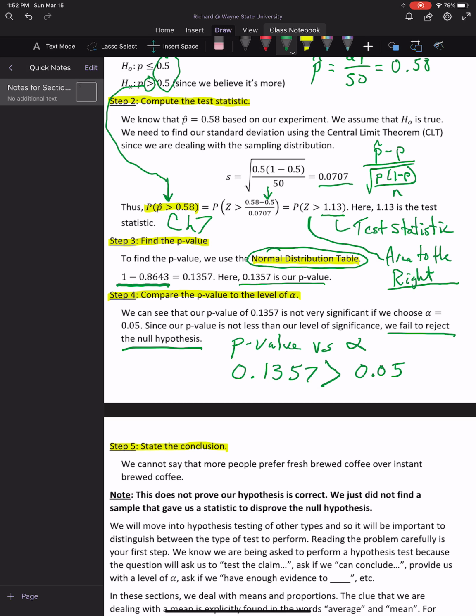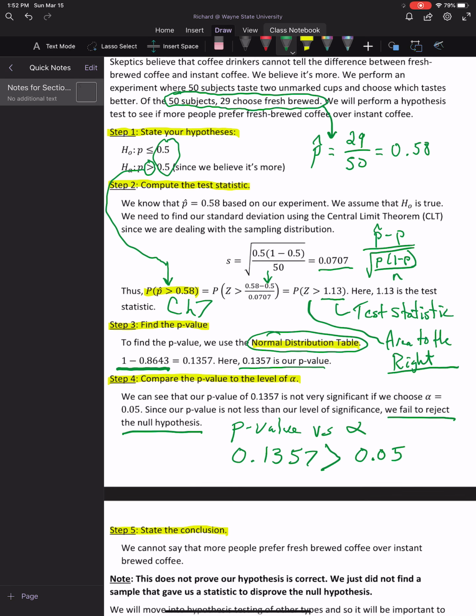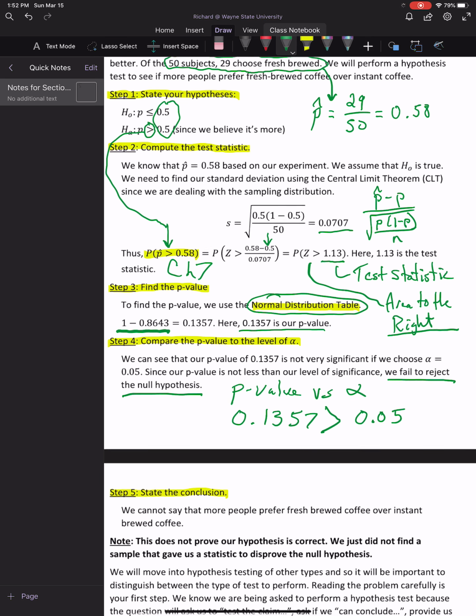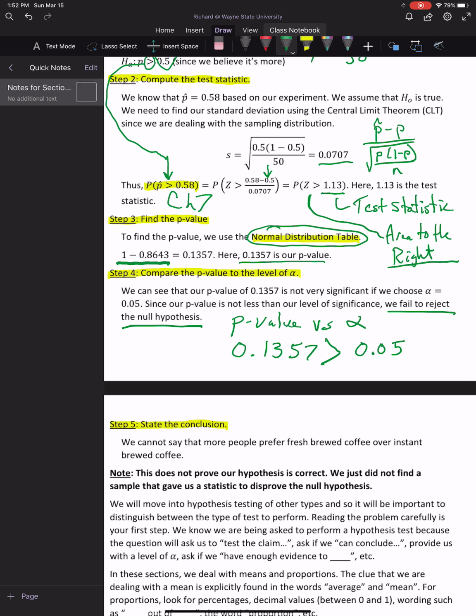Now in step 5, it says that we have to state a conclusion. So the conclusion is to actually answer the question. So let me move the screen up here because I got to remember what the question was. And so it's really the last line, right? It says, we will perform a hypothesis test to see if more people prefer fresh brewed coffee over instant brewed coffee. Well, since the results indicated that it was failing to reject the null, then what we say is that we cannot say that more people prefer fresh brewed coffee over instant brewed coffee. And so that conclusion literally answers the question.